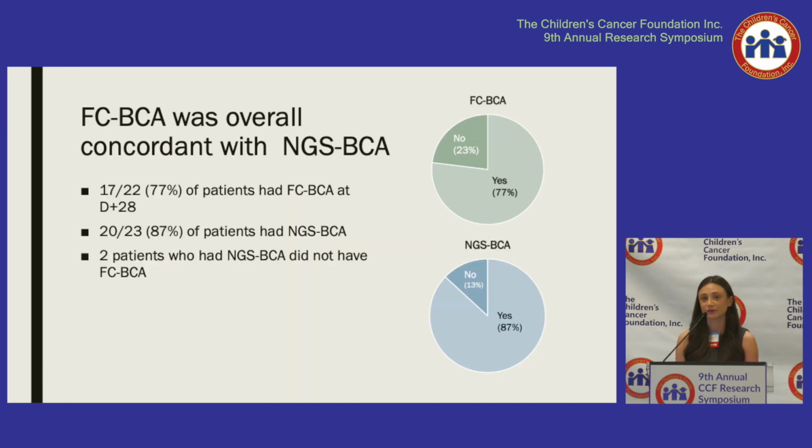So we did find that flow cytometry BCA was overall concordant with NGS BCA. 77% of patients had flow cytometry BCA at day plus 28, and 87% of patients had NGS BCA at that same time point, which you can see on the pie charts on the right. There were 2 patients who had NGS B-cell aplasia but did not have flow cytometry B-cell aplasia.